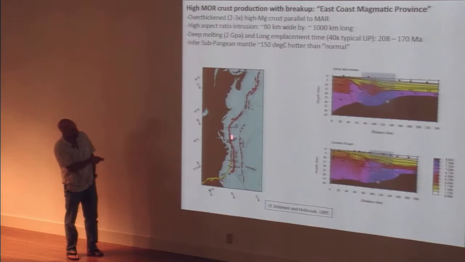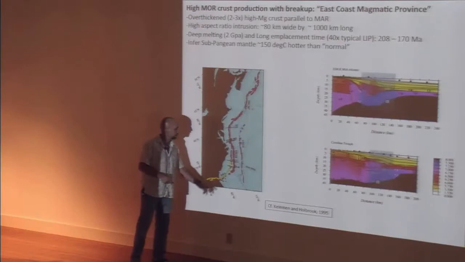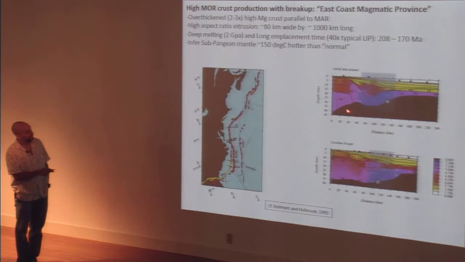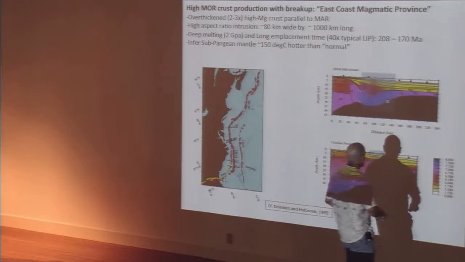And the interesting parts of it are, there's two interesting observations. One, the intrusion is parallel with the mid-ocean ridge. That's not that interesting yet. It looks like crustal production. The part that got them excited is over here. The part that got them excited is the over-thickened crust with high seismic velocities.